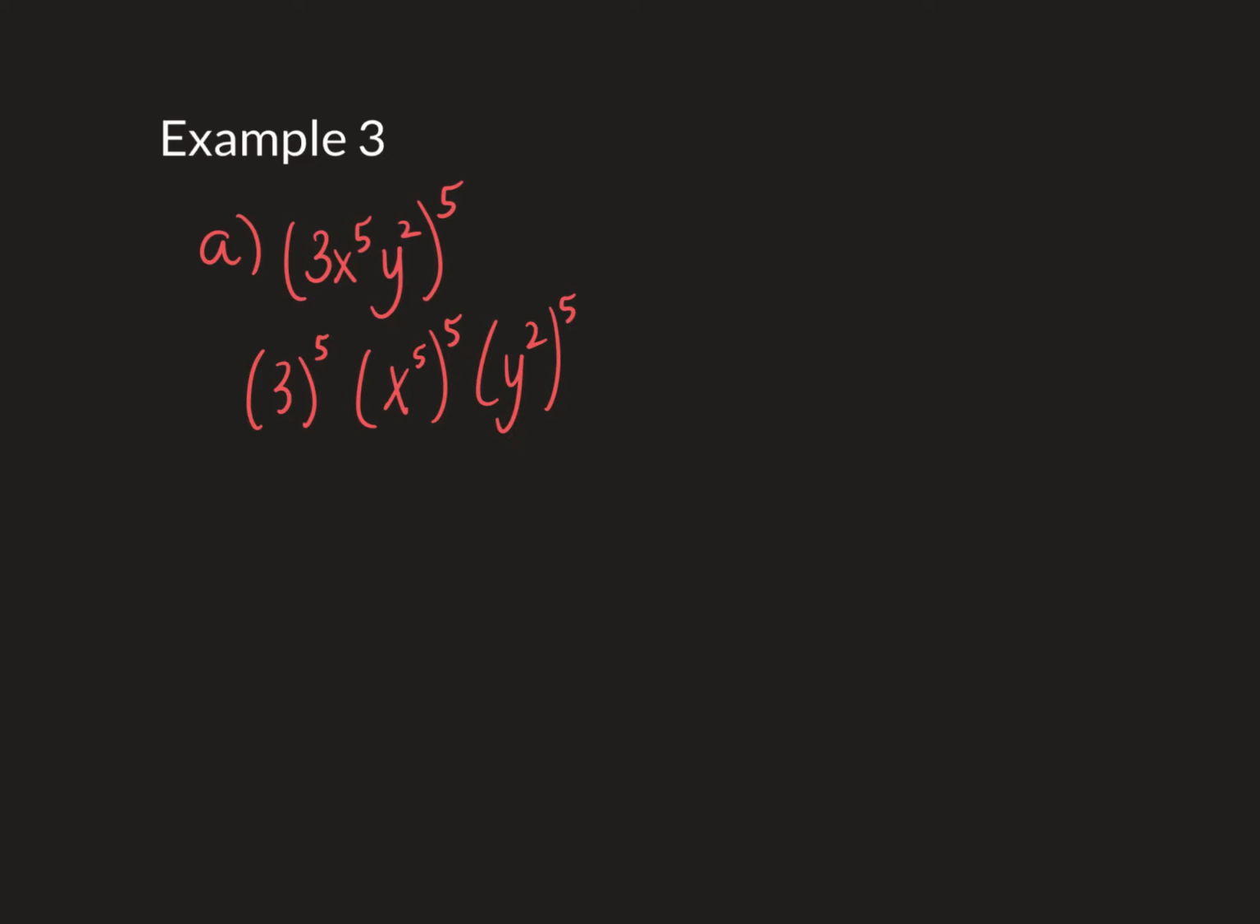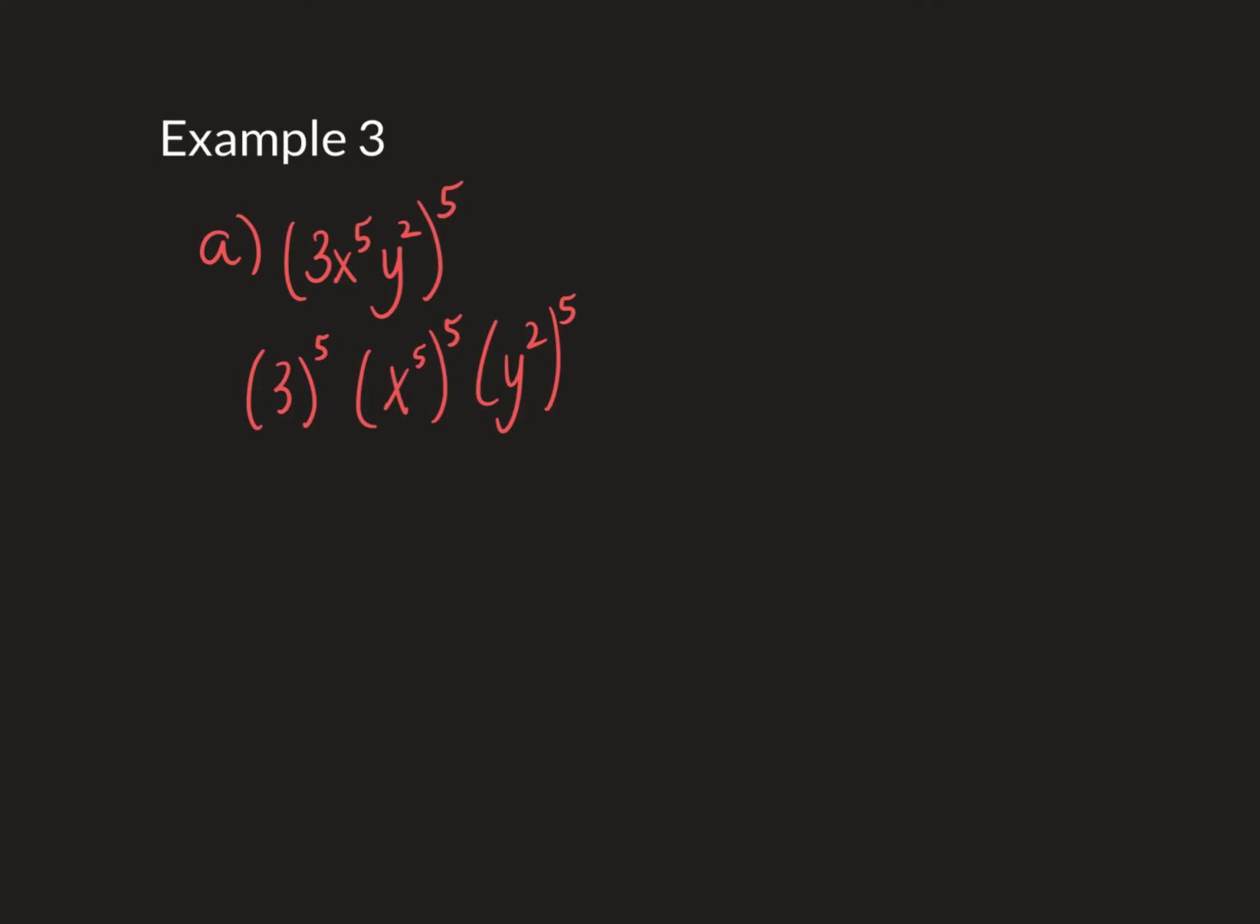The next example, power of a product. So I have 3x to the 5th, y to the 2nd, raised to the 5th power. So my power of a product tells me that I am going to do 3 raised to the 5th power, x to the fifth raised to the fifth power, and y to the second raised to the fifth power. And I can only do this because I have a monomial that I'm raising to the fifth power.